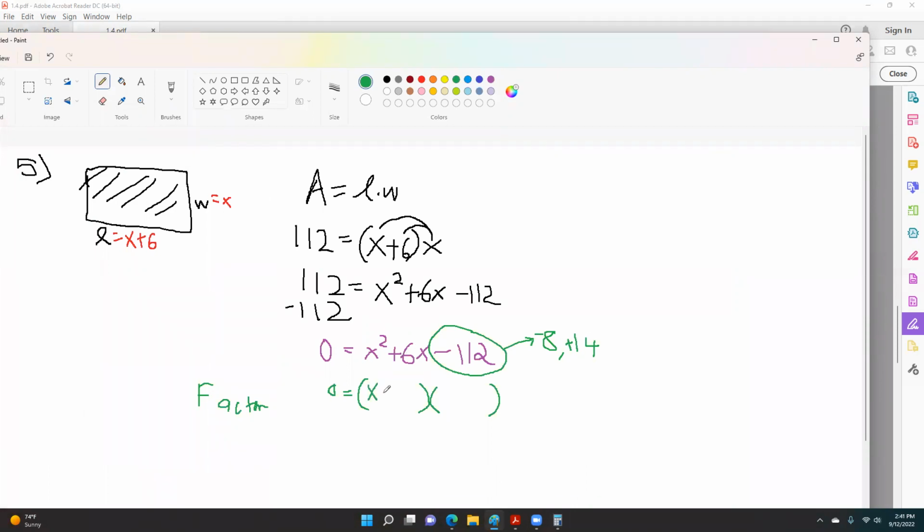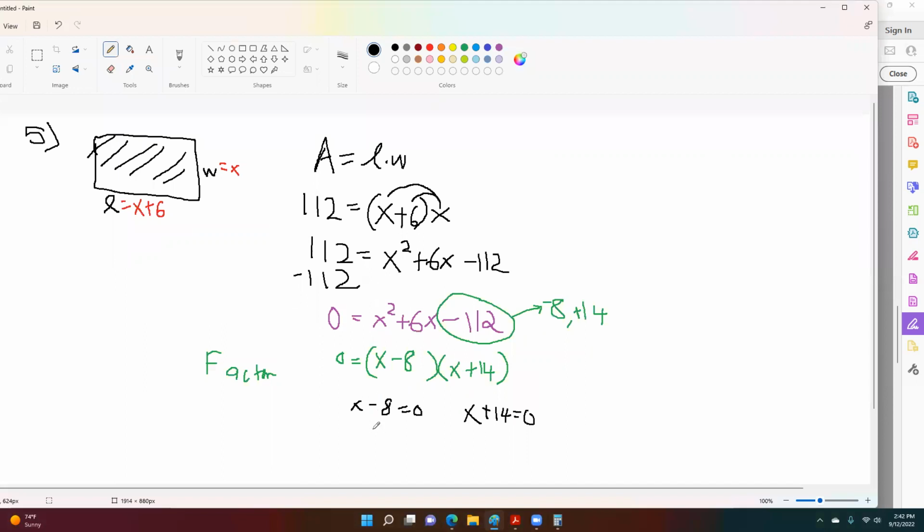So the factors in this case are x minus 8 and x plus 14, and they equal 0. So this is the factored form. What we need to do next is set each factor equal to 0. So x minus 8 equals 0 and x plus 14 equals 0. We solve for x here. So x will be 8, because you add 8 on this side, and x in this case will be negative 14.